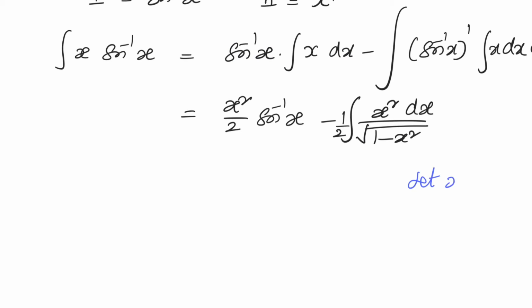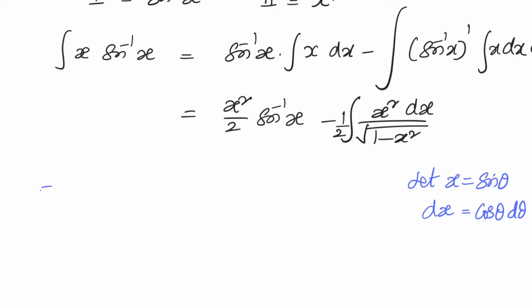Now, to solve the second part of it, let's use trigonometric substitution. So, we'll take x equals sine theta. If x is sine theta, then dx will be cos theta d theta. And root of 1 minus x square will be cos theta. Let us substitute that.